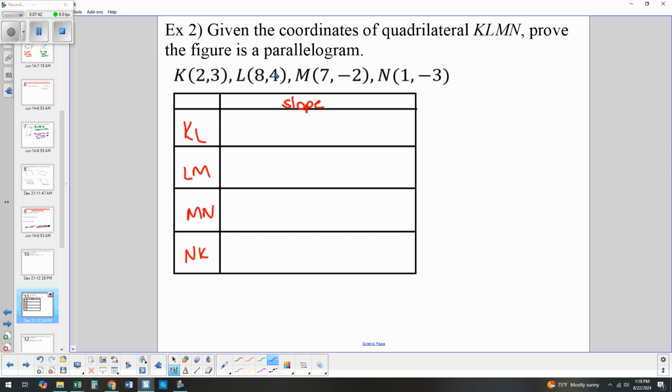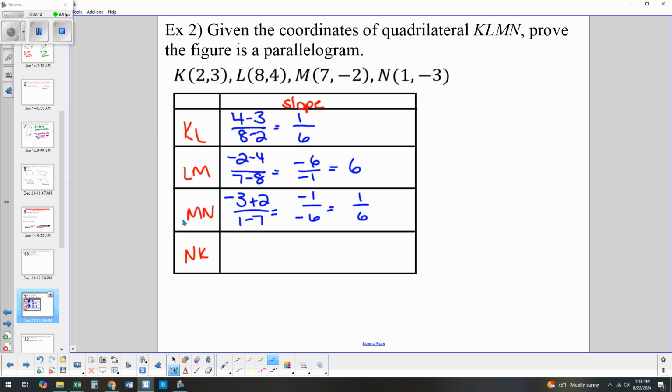So now let's do our slope. So for KL, we have 4 minus 3. I'm going to ask that you show your work because this is a coordinate proof. So I do need to see what you were plugging in to do this work. So there's our slope of KL. For ML or LM, we have negative 2 minus 4 over 7 minus 8. For MN, we have negative 3 minus negative 2 and 1 minus 7. And then for NK, we have negative 3 minus 3 and 2 minus 1.